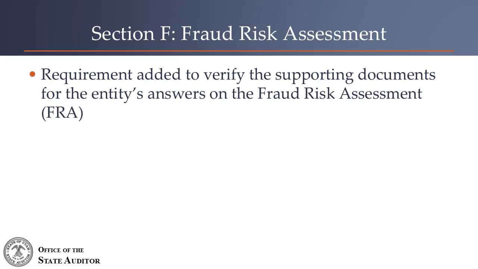To ensure that entities are using the fraud risk assessment as a tool to assess their risk level and take steps to reduce their fraud risk, a new requirement has been added to Chapter 1, Section F of the SCAG to verify the supporting documentation for the entity's fraud risk assessment responses. For example, if the entity claims to have a purchasing policy, have them produce it. If an entity claims to have an internal audit function, there should be evidence such as an audit plan, audit reports, meeting agendas, or meeting minutes.